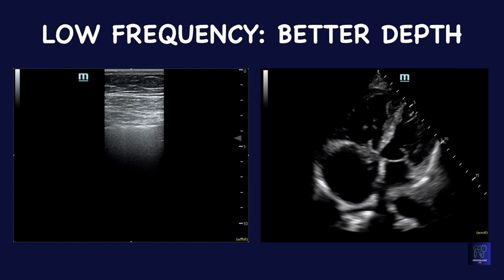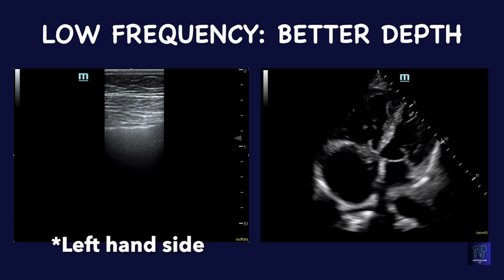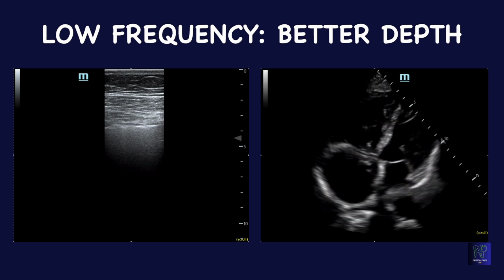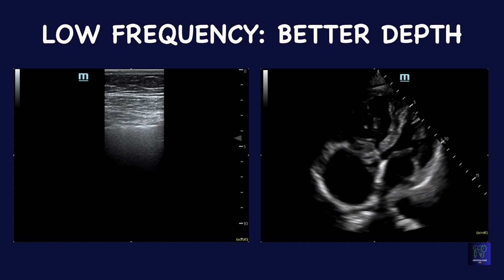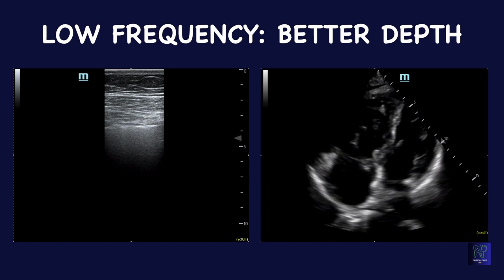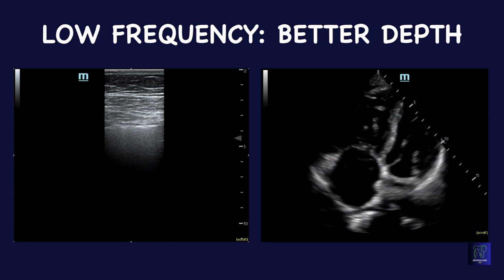Here is an example of how lower frequency probes give excellent tissue penetration. On the left hand side, we have the linear probe where we lose the tissue signal after about 6 to 7 centimeters. But on the right hand side, we have the phased array probe which is giving a signal even beyond 15 to 16 centimeters.